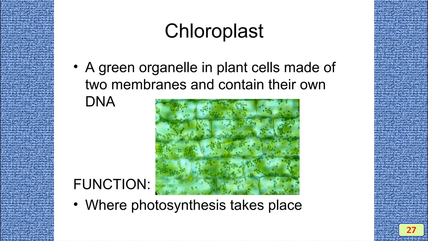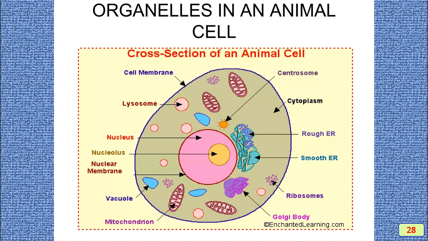Then the chloroplast is the green organelle found in plant cells. It is made up of two membranes and contains its own DNA. The function of the chloroplast is photosynthesis, where it utilizes the energy which is required by the plant cell.